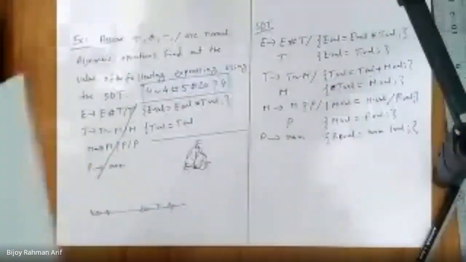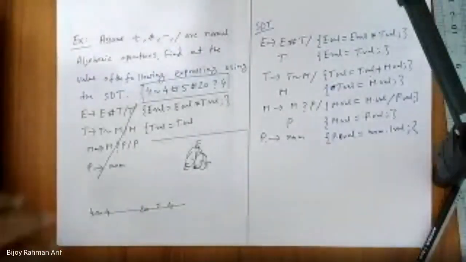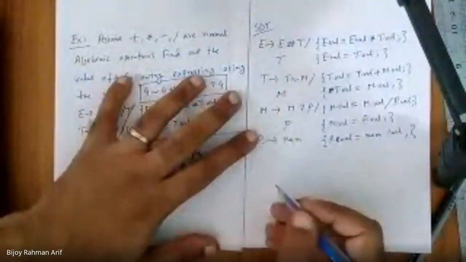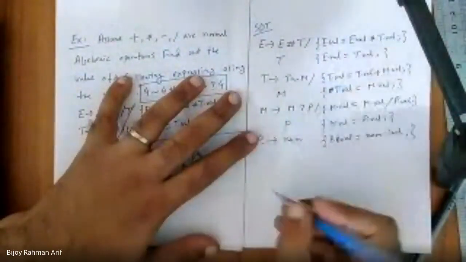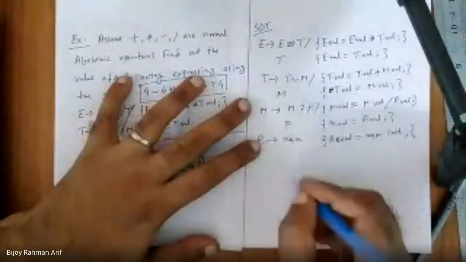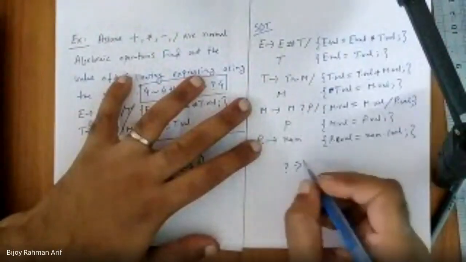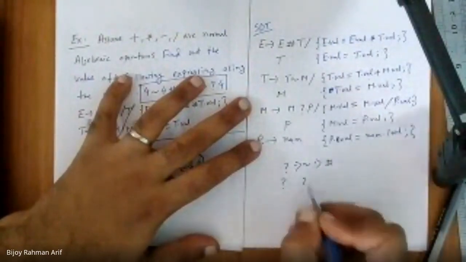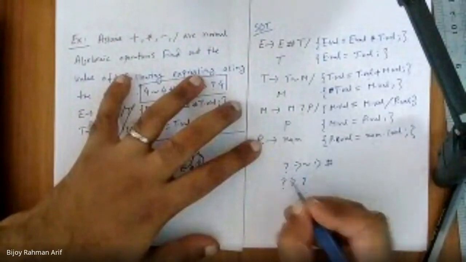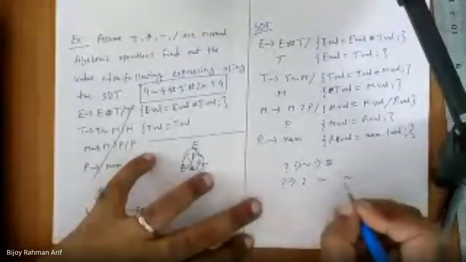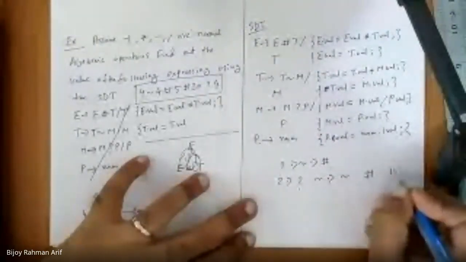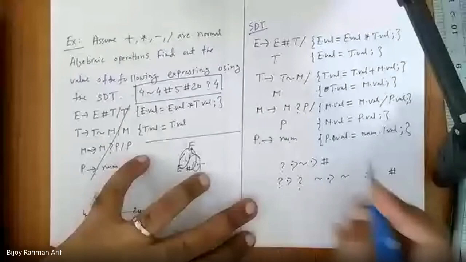But there is some simpler way. There is a shortcut. What is the shortcut? At first, find out the precedence and associativity. So what is the precedence of this? Question mark has higher precedence than wiggle, which has higher precedence than hash. Question mark is left associative, so the left one has higher precedence. Wiggle is also left associative. And hash is also left associative, so the left one has higher precedence.